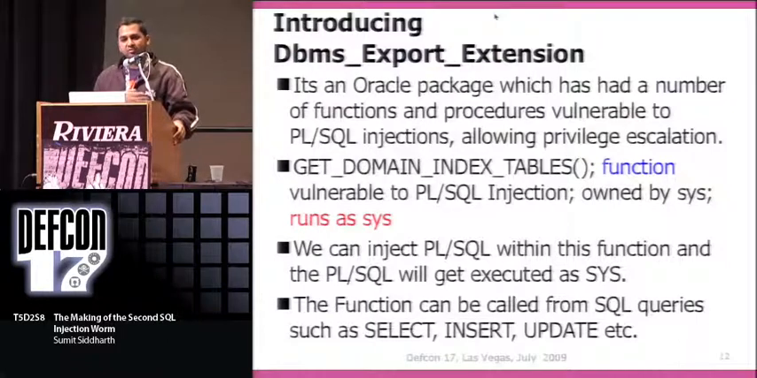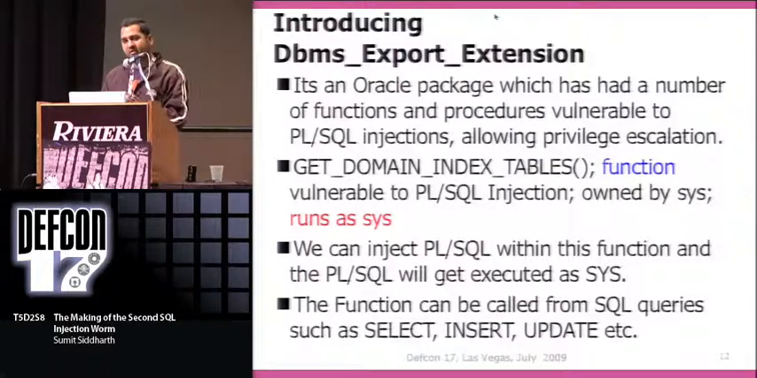So Oracle has had this package, DBMS_EXPORT_EXTENSION, which has had a series of vulnerabilities in the past. In fact, the 2009 CPU, which was just released, had again addressed issues in this package. In particular, this package has a function called GET_DOMAIN_INDEX_TABLES, which is vulnerable to PL SQL injection. Again, this is something which was fixed by Oracle in 2006, but because of the way Oracle patches work, it is still common to find databases which have this package as vulnerable still.